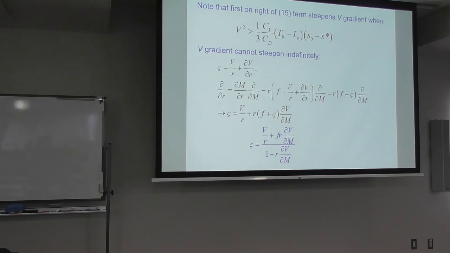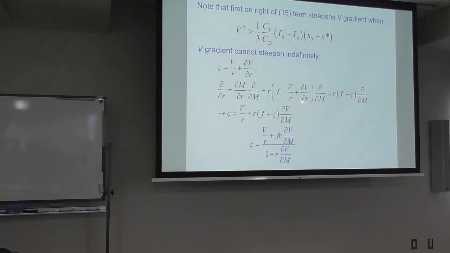Let's ask, what's the actual vorticity in this solution? The vertical component of vorticity in regular physical space is the azimuthal velocity divided by r plus dv by dr. Well, let's transform that into angular momentum space. So to do that, d by dr is just dm by dr, d by dm. And so plugging that in here, that's r dm by dr. If you use the definition of m, which I haven't written down again for a year, that works out to be r times f plus v over r plus dv by dr.